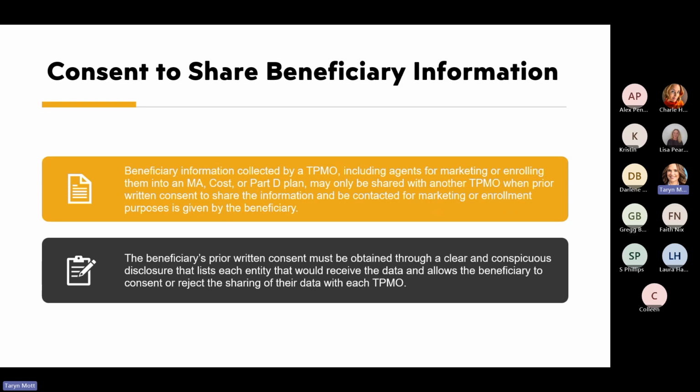Beneficiary information collected by a TPMO, including agents for marketing or enrolling them into a MA cost or Part D plan, may only be shared with another TPMO when prior written consent to share the information and be contacted for marketing or enrollment purposes is given to the beneficiary. The beneficiary's prior written consent must be obtained through a clear and conspicuous disclosure that lists each entity that would receive the data and allows the beneficiary to consent or reject the sharing of their data with each of the TPMOs listed.